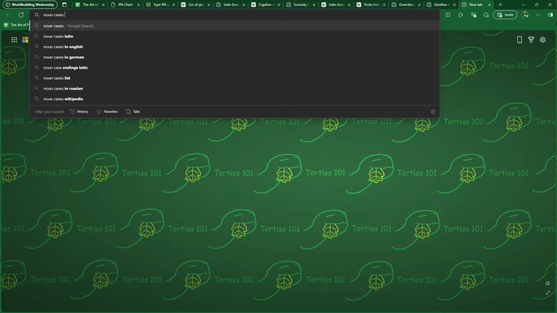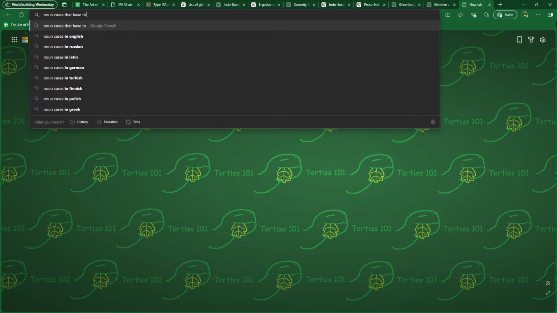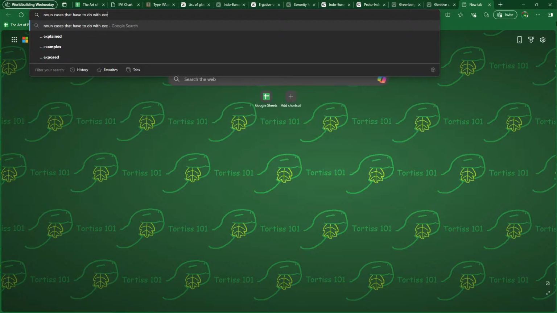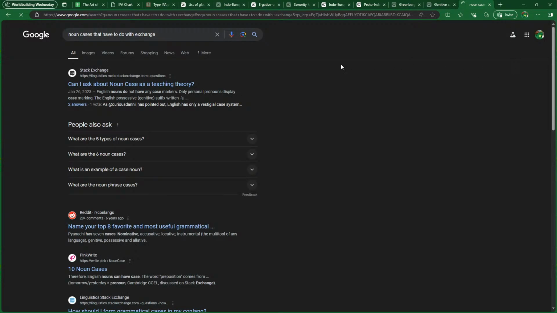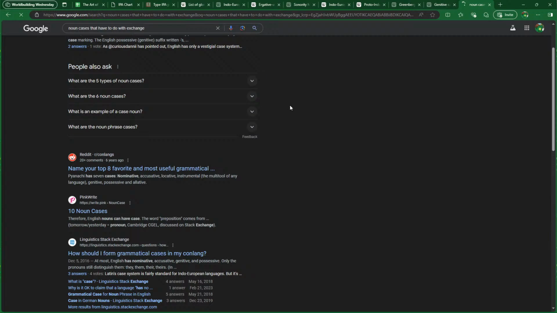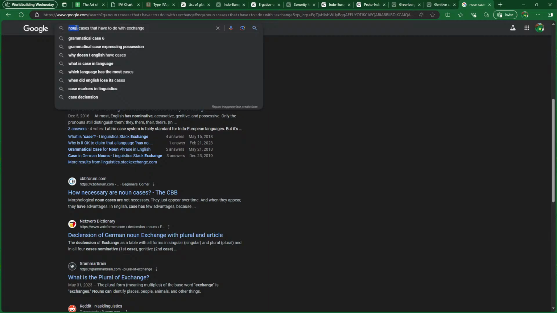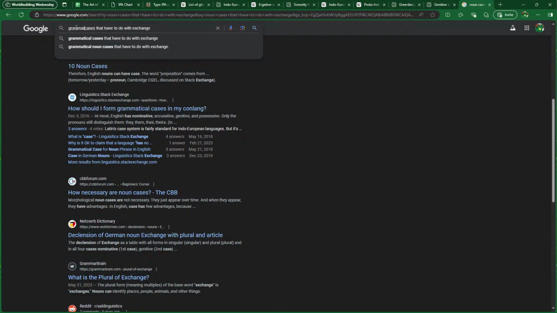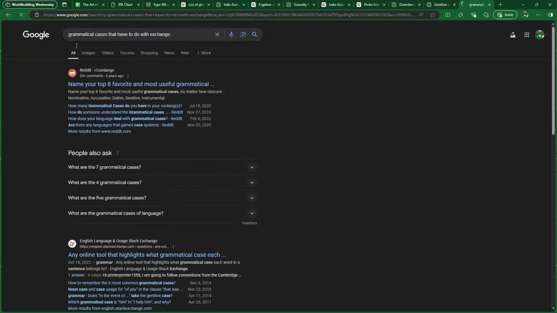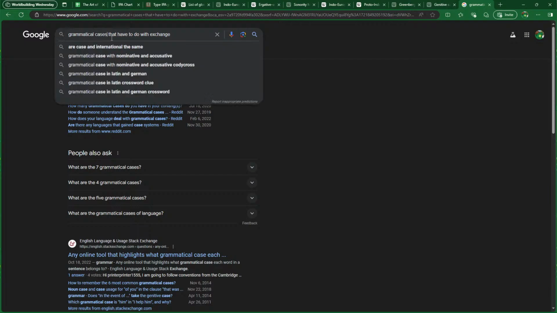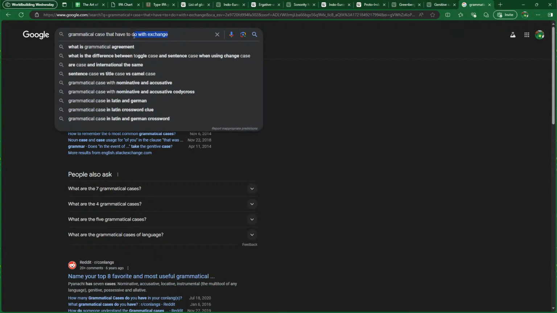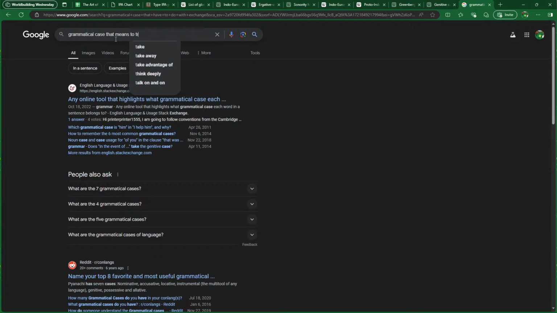So, noun cases that have to do with exchange. Grammatical cases. Add a couple cases that have to deal with exchange. Case means to trade.